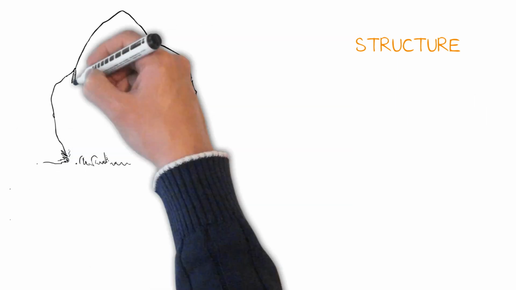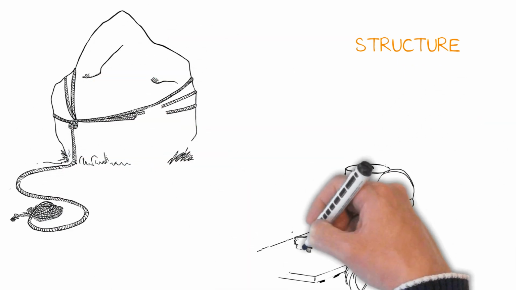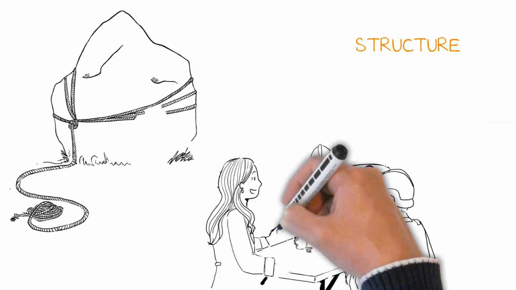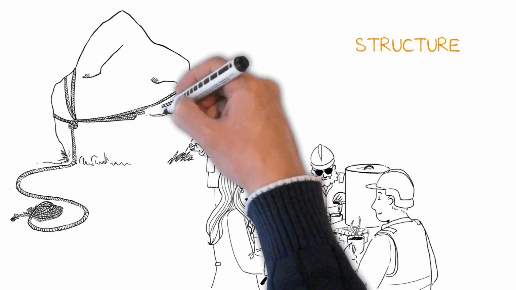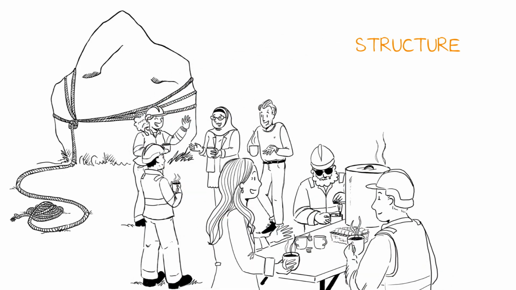The third dimension is that of structure. The roles, responsibilities, the meetings, particularly important now when we have blended working. How we'll measure our performance, who makes decisions.